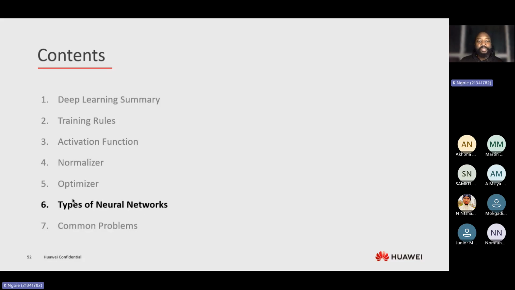Okay, so types of neural network. We have a few types of neural network, but it will depend on the scenario, on what you're trying to achieve. If you're dealing, for example, with image recognition, with images, you have certain neural networks that you're going to use. If you're dealing with sound, you have certain neural networks that you use. Whatever you're dealing with, you need to use the right neural network. So the first one that we're going to see will be the CNN.